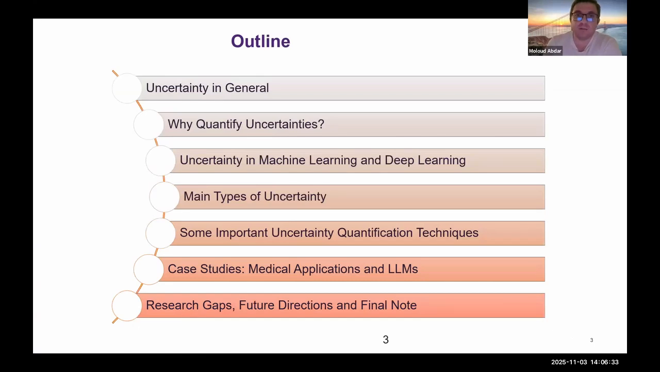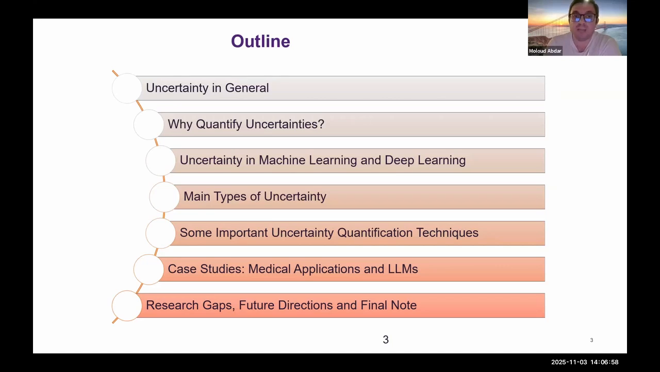This is the outline of my talk today. First, we discuss uncertainty in general. What is the meaning of uncertainty? And later on, I would like to discuss why we need to quantify uncertainties in deep learning and what is the meaning of uncertainty in machine learning and deep learning particularly.